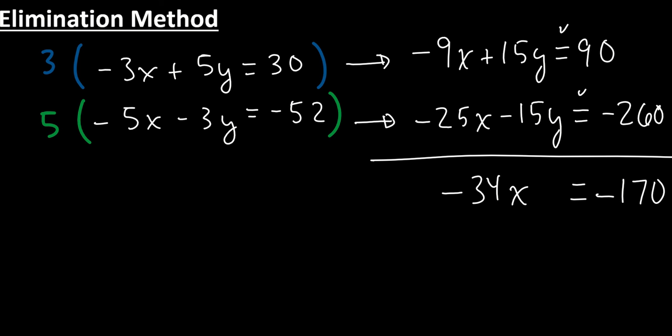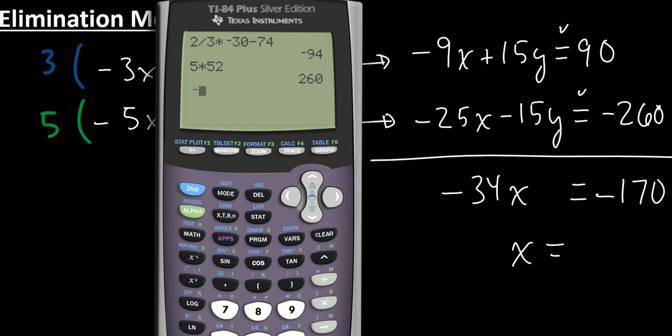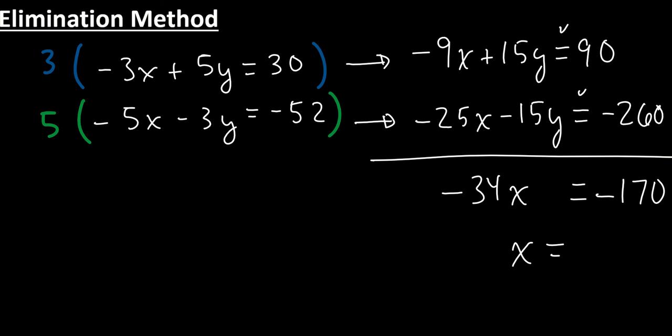And then finally, if I divide both sides by negative 34, I get that x is negative 170 divided by negative 34, which is 5. x is 5. Fabulous. Now we just need to figure out what y is. So not quite as clean as it is with the substitution or the equal values method, but I'm going to do this.